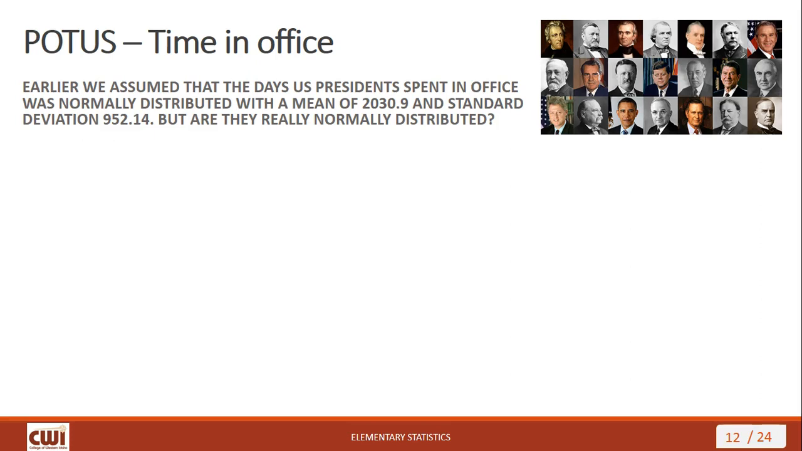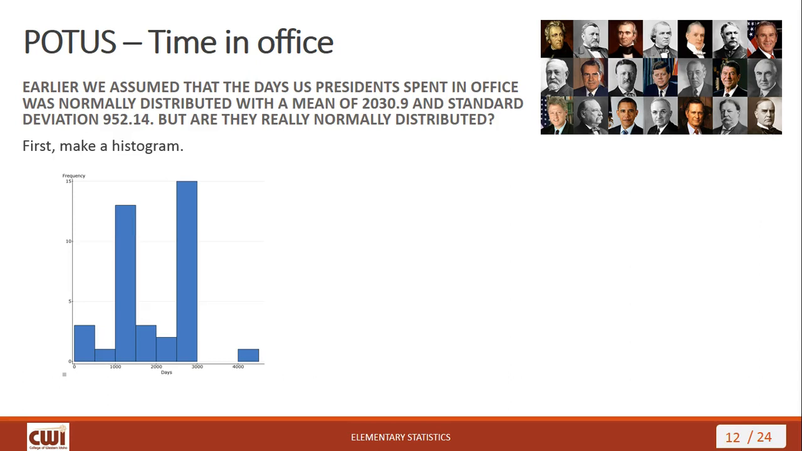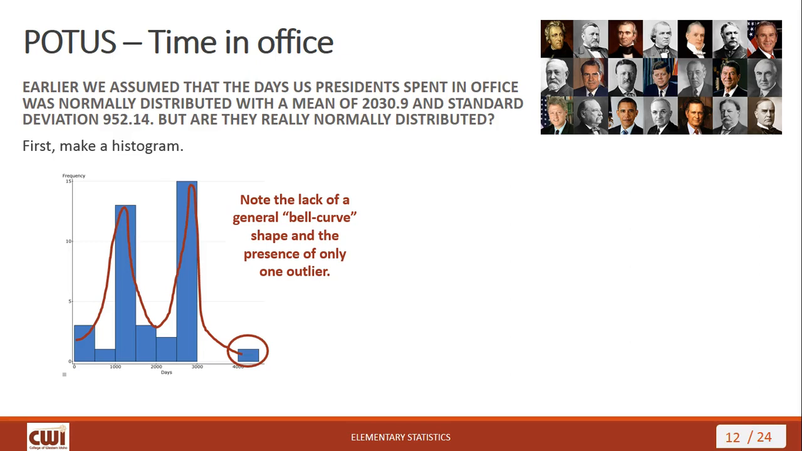Let's put it to the test and find out. So the first step is to make a histogram. So go ahead, pause the video if you like, go into StatCrunch and make a histogram of the days that the U.S. President spent in office. When you make that histogram, it should look something like this. Notice we lack a general bell-shaped curve, and we only have one outlier. The one outlier is okay, but here we've got two very strong peaks to our data set, so we don't have that general bell-shaped curve. That's a very strong indication right there that we're not normally distributed.